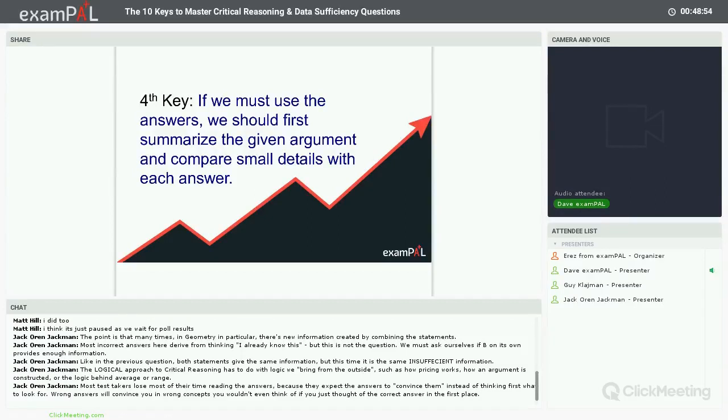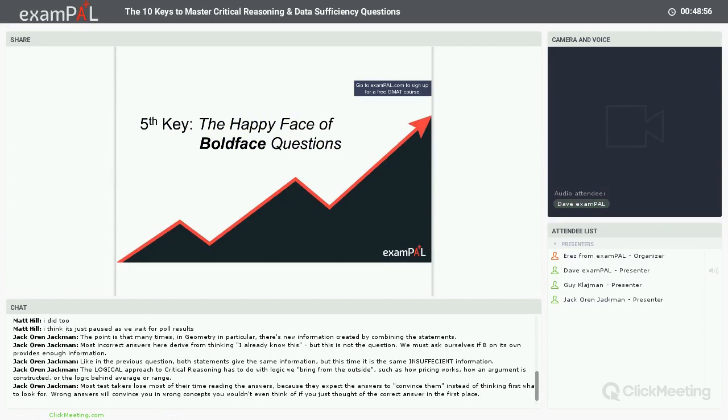Now we're moving on to our fifth and final key. I hope you guys are excited. I know I am. Fifth key, the happy face of bold-faced questions. All right, let's talk about this for a second. A lot of people are really afraid of bold-faced questions. But the truth is they're really not very hard if we get to know them. They always revolve around the same logic, which is the logic behind argument structure. And they always ask the same question.